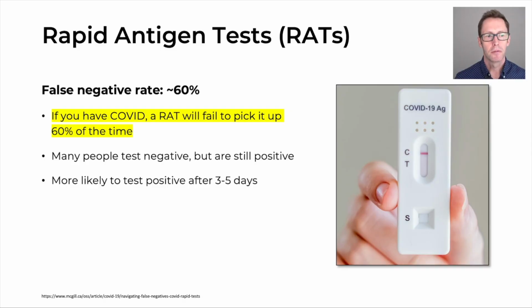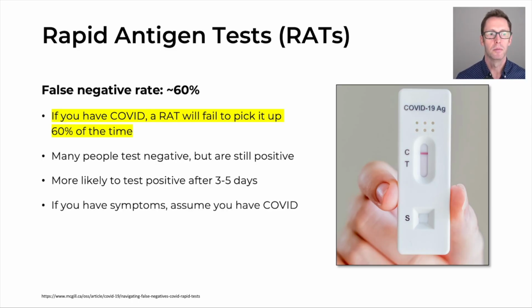It's more likely for people to test positive after 3 to 5 days, so it's really important to keep doing RATs if you have symptoms. If you do have those symptoms, you should assume that you have COVID and isolate, and then test again the next day. And ideally get a PCR if that's available to you.